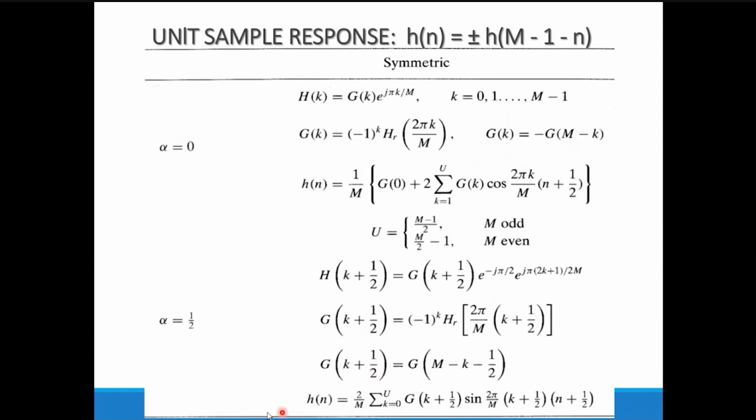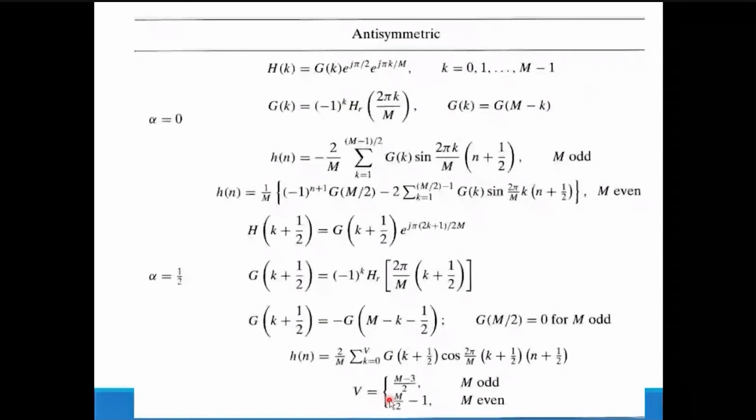These are the conditions when your filter is symmetric, and if it is anti-symmetric, then there are some changes. Again, in this table, for alpha is equal to 0, these four equations are given for the anti-symmetric condition, and for alpha is equal to 1 by 2, another four equations are given. You have to utilize these equations for the calculation of linear phase FIR filter using the frequency sampling method.